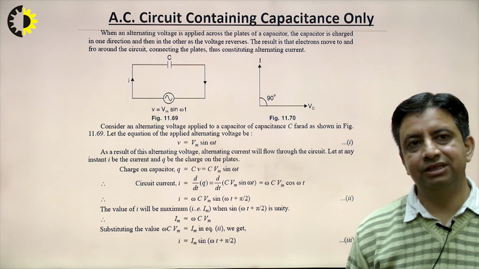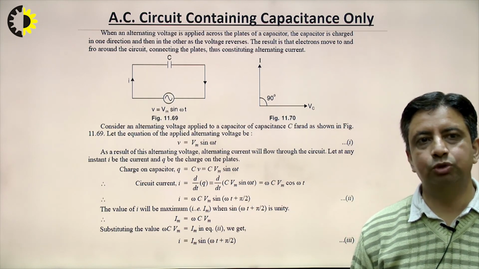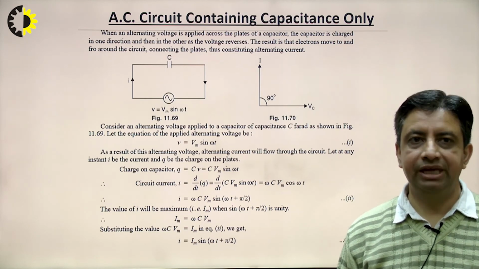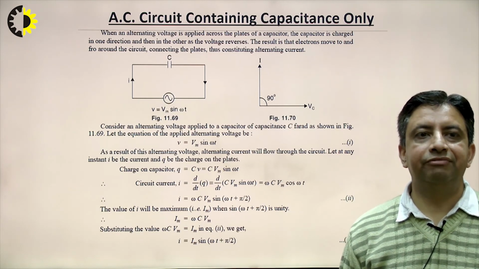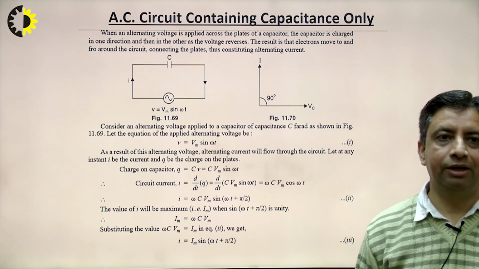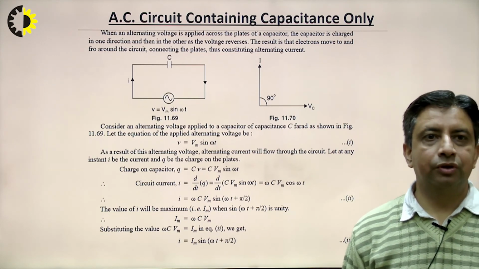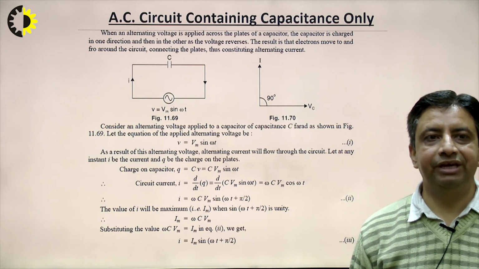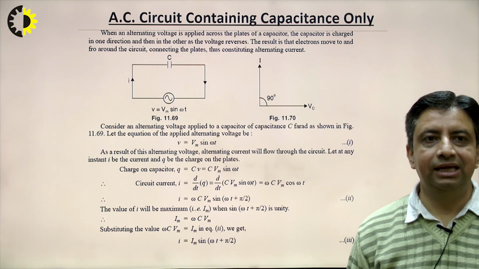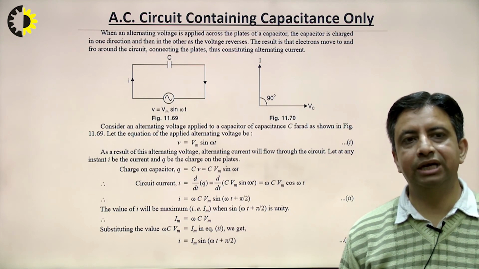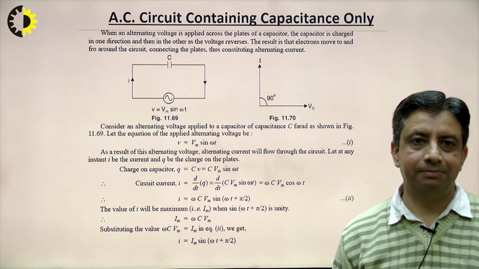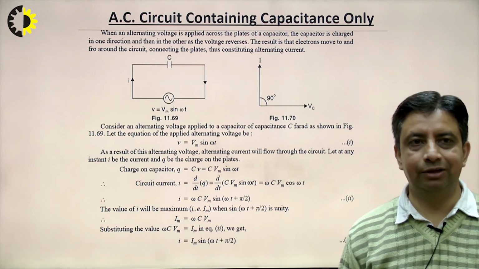So, simply we will differentiate this sin omega t with respect to time. If we differentiate this, we will find that omega will come outside. So, it will become omega C Vm, and the differentiation of sin omega t will be cos omega t. So, we can write down I equal to omega C Vm sin(omega t plus pi by 2), because we know that cos omega t is equal to sin(omega t plus pi by 2). So, this is the second equation.